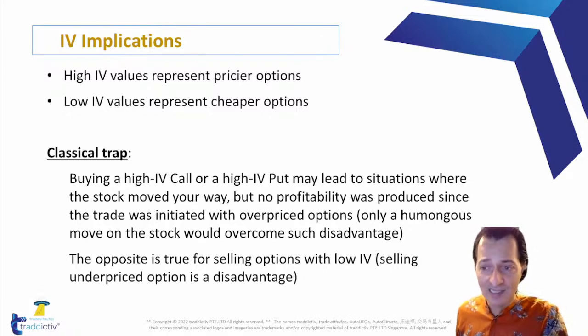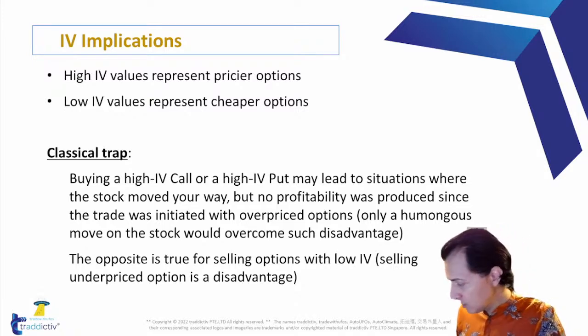That's a classical trap: buying options without understanding what the IV is at the time of the trade. What's high IV? What's low IV? How do you measure it? How do you scan for it? How do you adapt to it so you can start at an advantage instead of starting at a disadvantage?